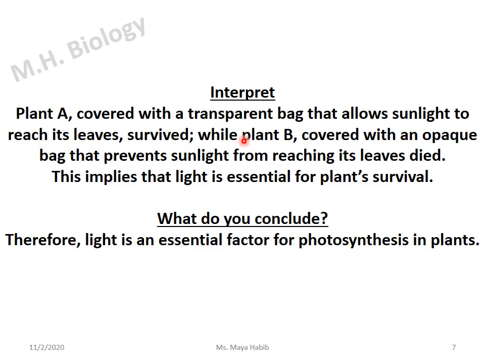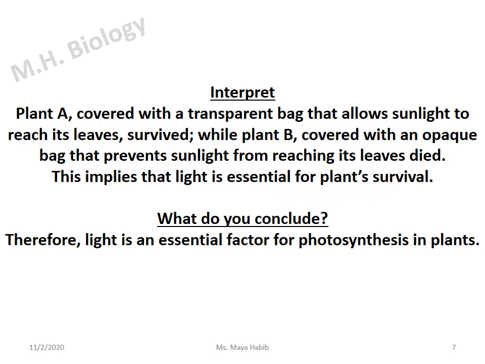In this answer, I have used the term while, but you can replace it by however, on the other hand, but, and so on. The significance should include the relation between the variable factor and the results. In this case, the relation is between light and plant survival. So, we have proven that light is essential for plants' survival.